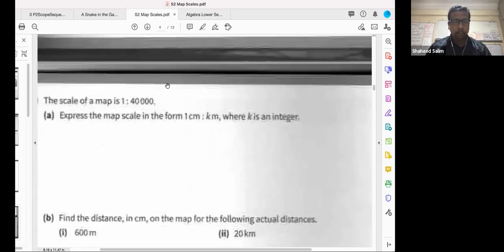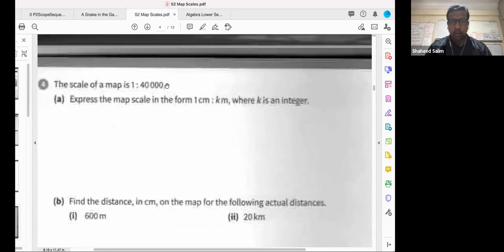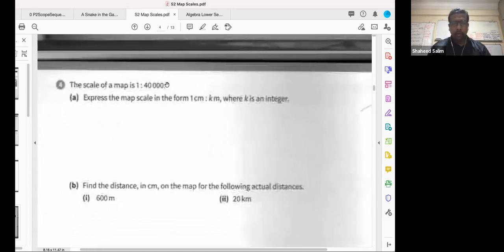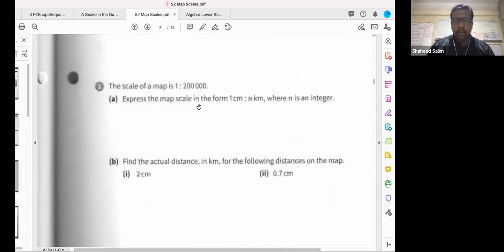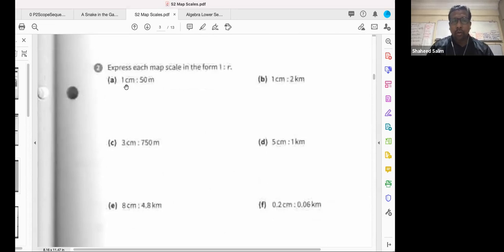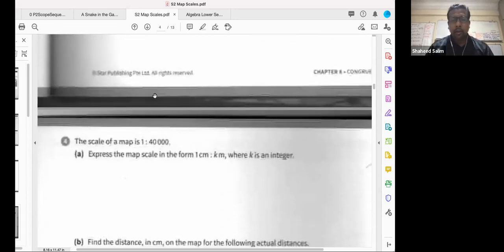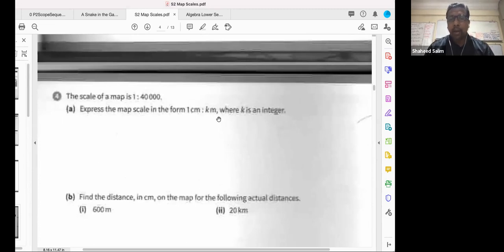Okay, we try this one. Number 4, 4A first. So they want you now to do it in what form? There are units now, like this. They want you to do like 1 cm to how many meters or whatever. So down here now is cm to km. No, to meter, not km, to meter. But you must find out what is the k. K is a number.